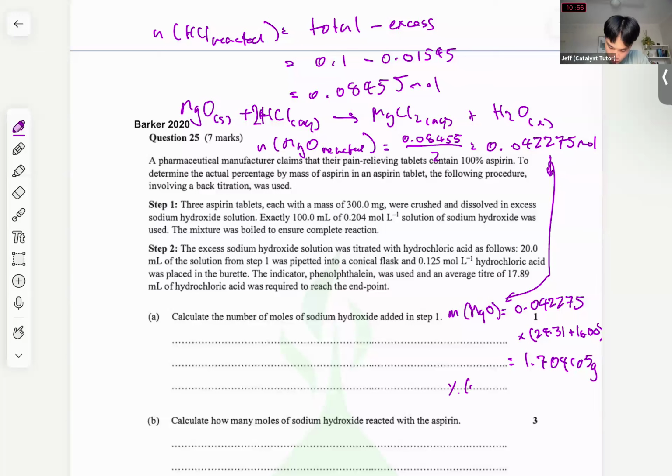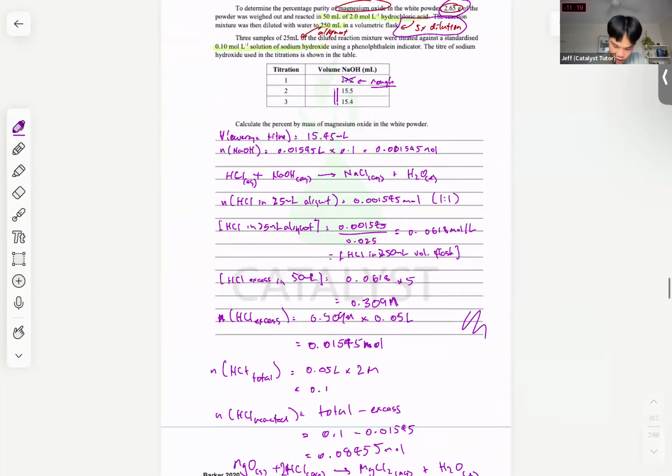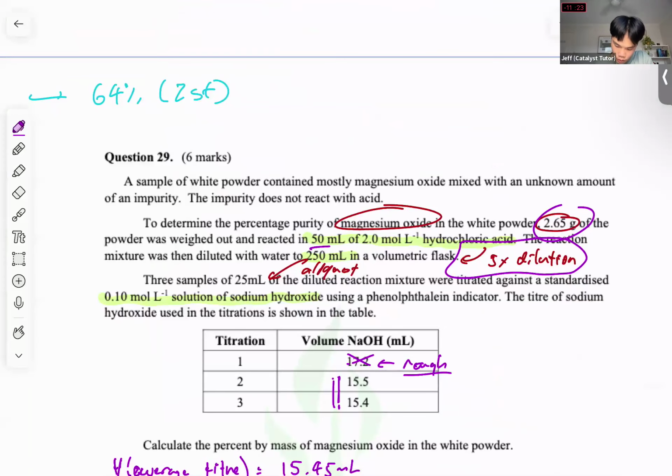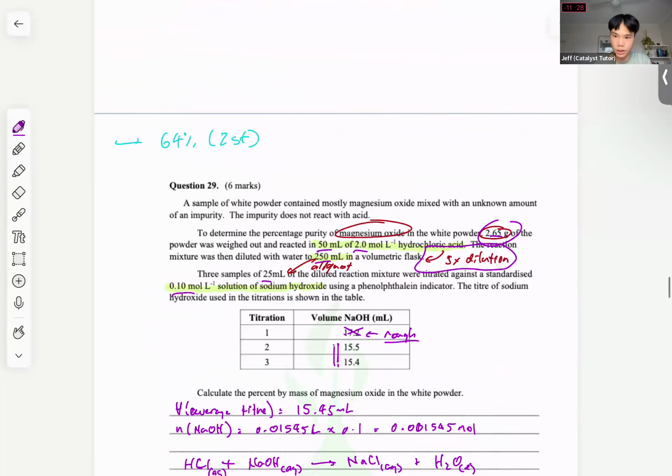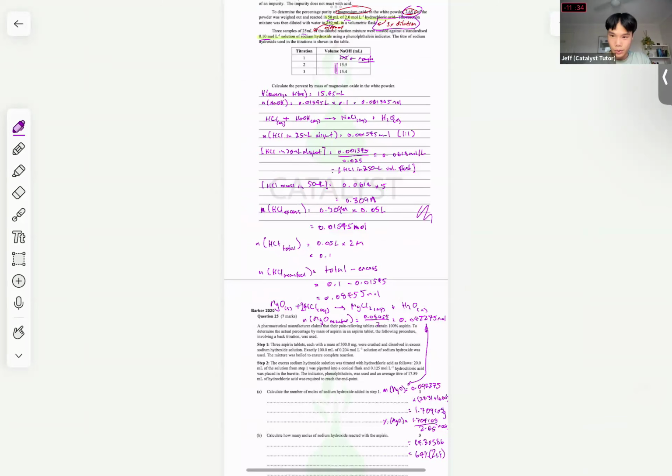And to find the percentage of magnesium oxide, you can do 1.704105 divided by 2.65 to give you a final answer of 64.30586, or 64% to 2 sig figs. Based on the stem, we know it's 2 sig figs because we have 2, 2, 3, 3, 2, 2. So the smallest we have is 2 sig figs, and we leave it at 64%. Cool. Any questions on that back titration?